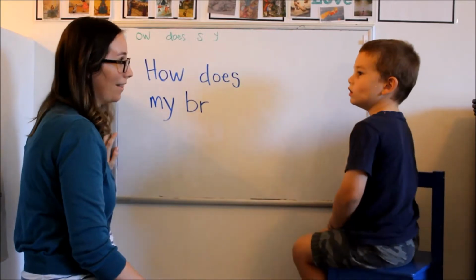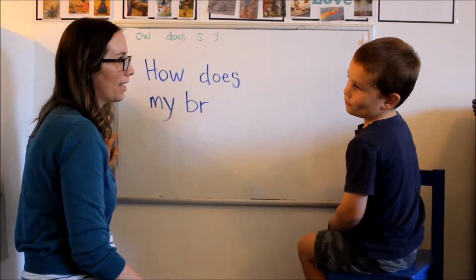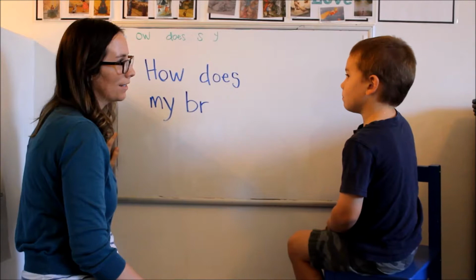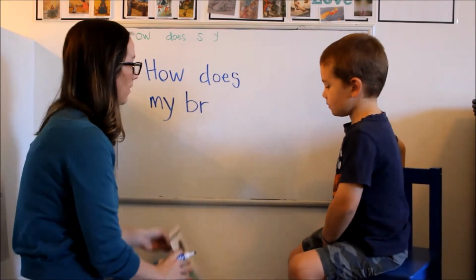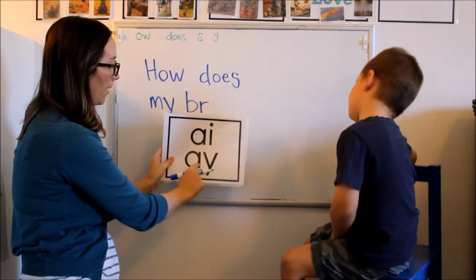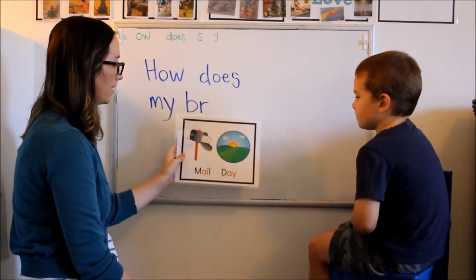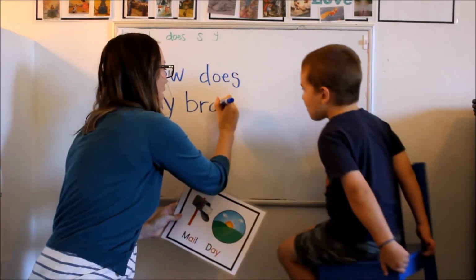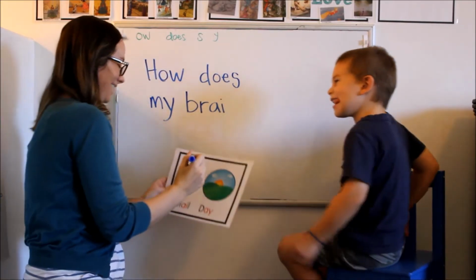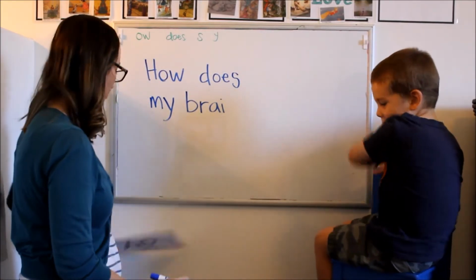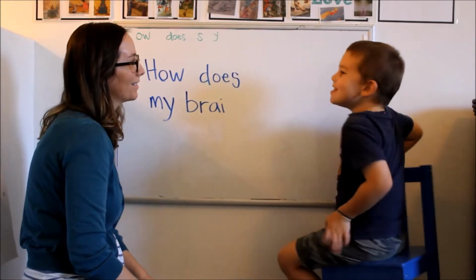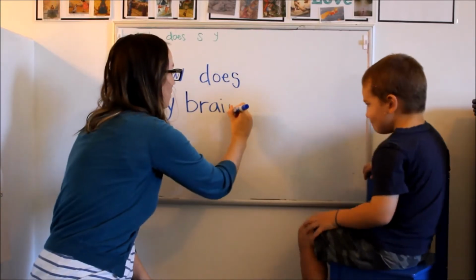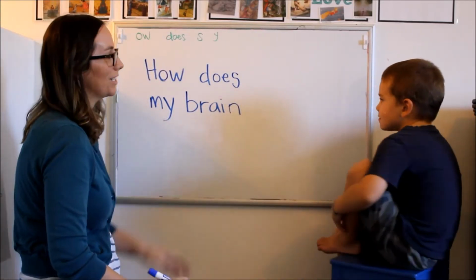A. Well, the long A sound. Do you remember what team says A in the middle of a word? No? Do you want the picture? So we need A-I or A-Y, right? So which one do we use in the middle? A-I. A-I in the middle of words. So we're going to use A-I. What's the last sound in brain? N, yeah.